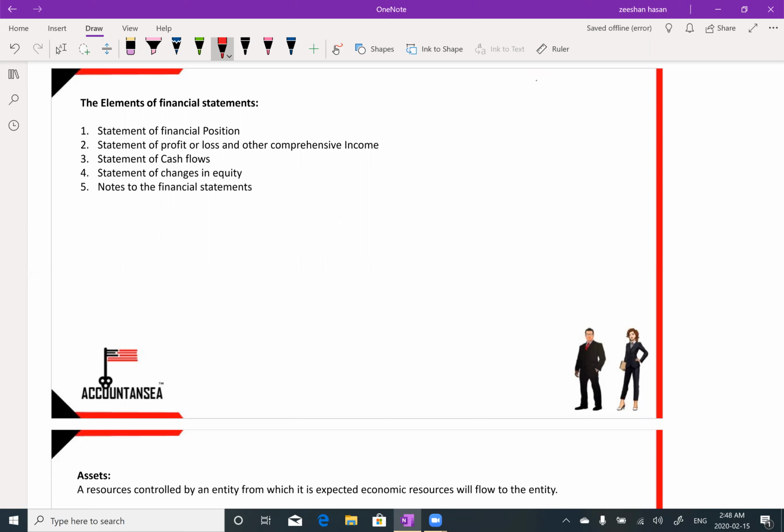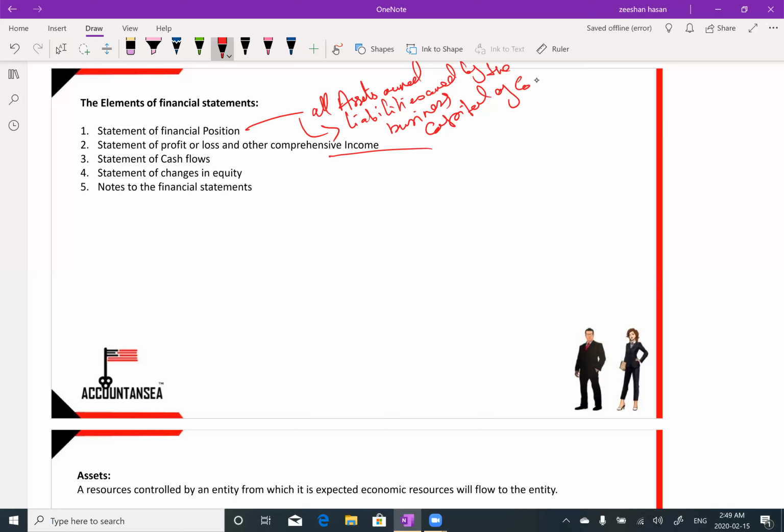So, statement of financial position is basically a list of all assets owned by the company and liabilities owed by the business, and in the equity, the capital of the company. Whereas statement of profit or loss and other comprehensive income shows how much the company made in sales, how much expenses have been incurred, and whether the company is in profit or loss.